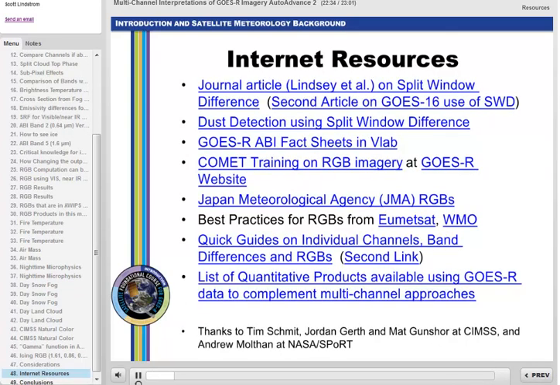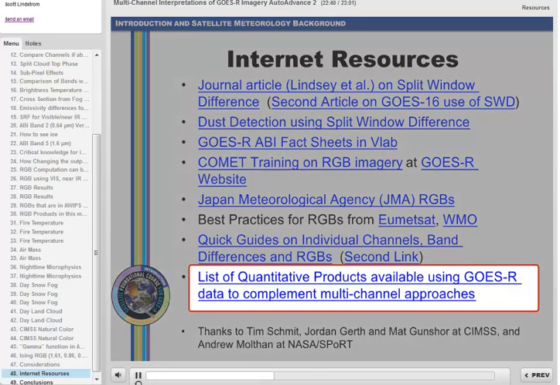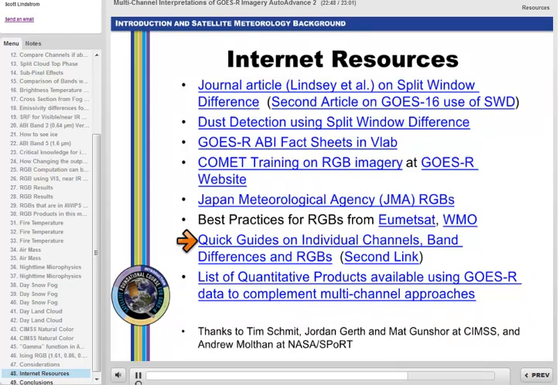Here are some additional internet resources to browse. This includes quantitative products that are available. They nicely complement channel differences or RGB products that are more qualitative. Quick guides on channels, channel differences, RGBs, and baseline products are also available at the links and in VLab.